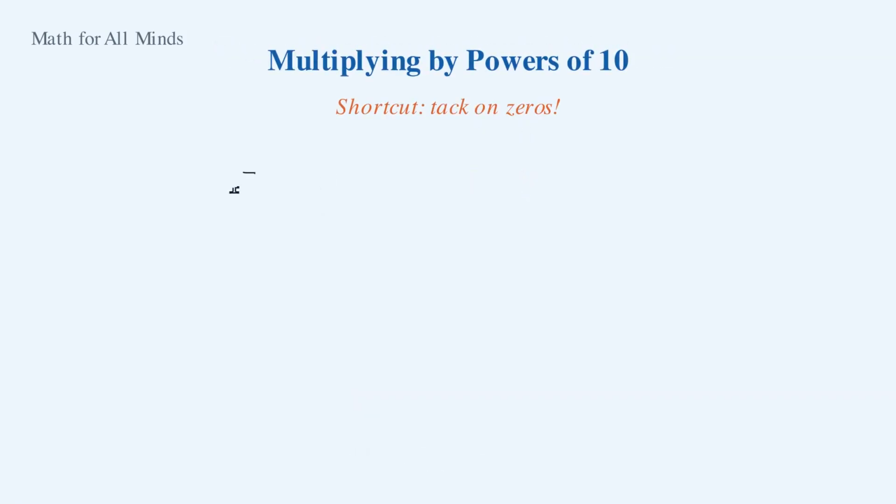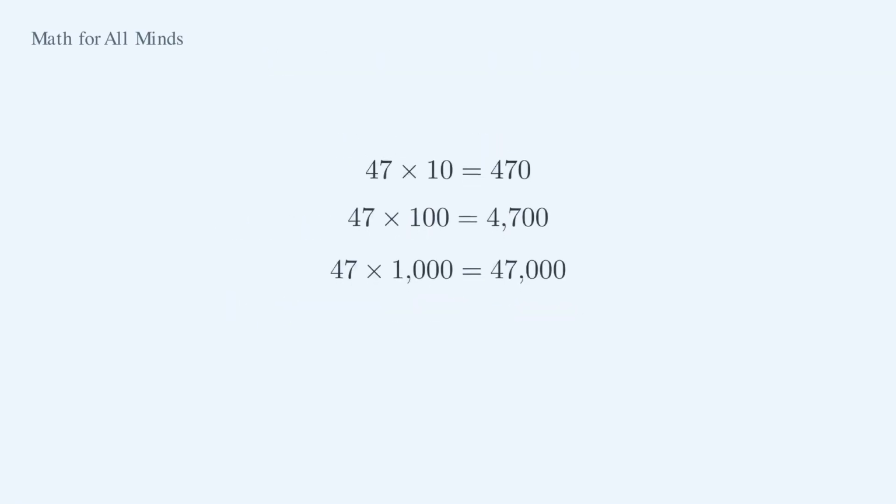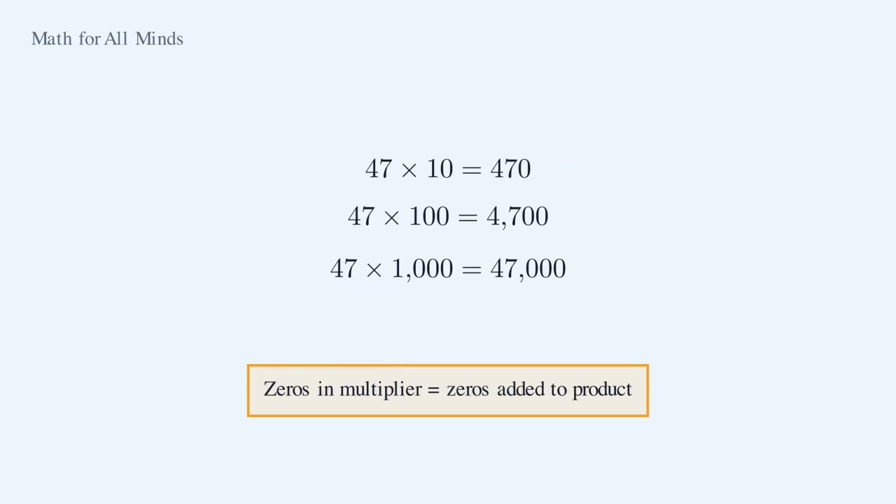Here's a shortcut worth memorizing. When you multiply by 10, just tack on 1 zero. Times 100, tack on 2 zeros. Times 1,000, 3 zeros. The pattern matches the number of zeros.